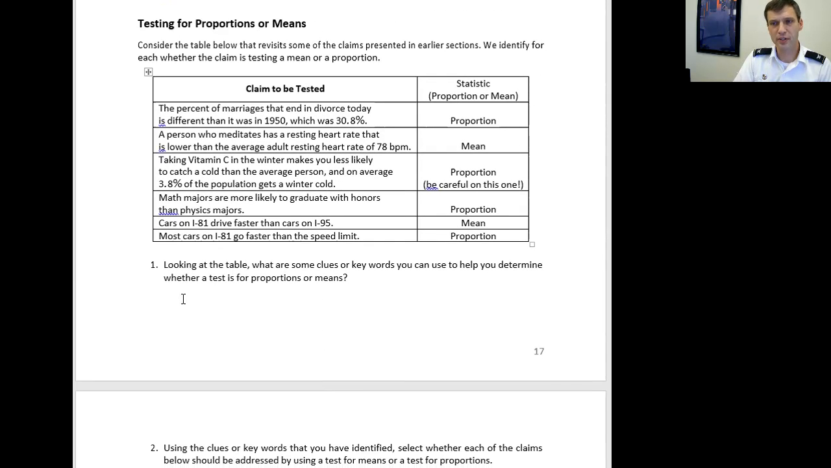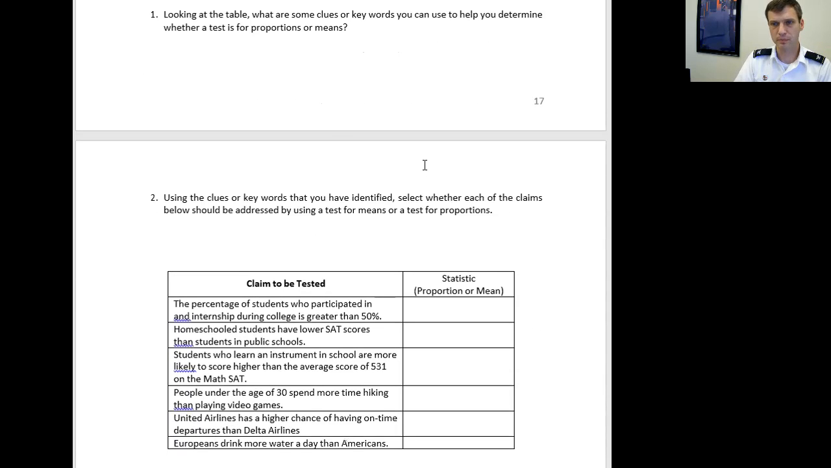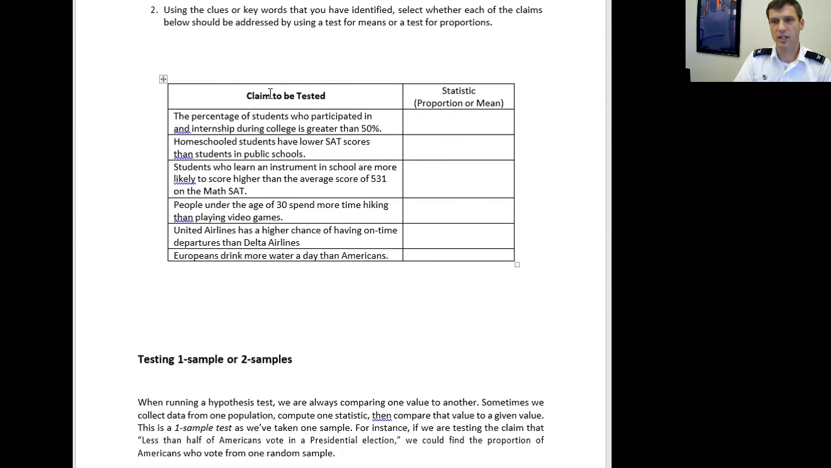Okay, and so think to yourself, what are some key words that you might want to look for to pull out mean versus proportion? So now you can practice on these. I have you fill those out, and you can ask me questions about it later on. I'm not going to give you answers right now. I want you to think about what the answers to that would be.